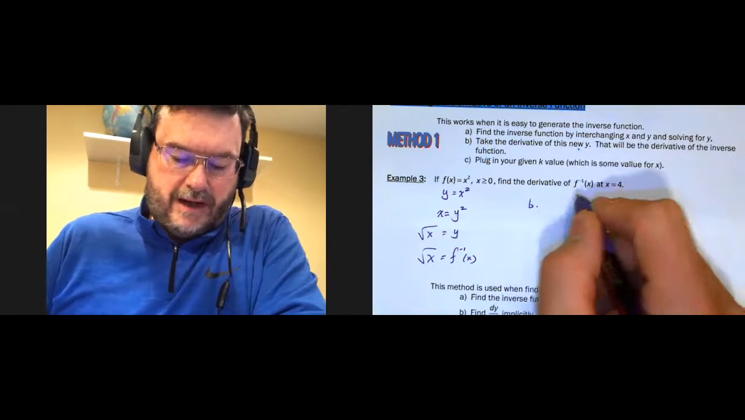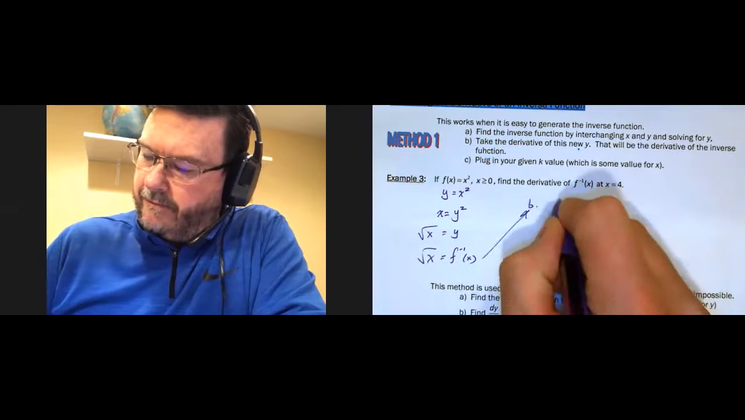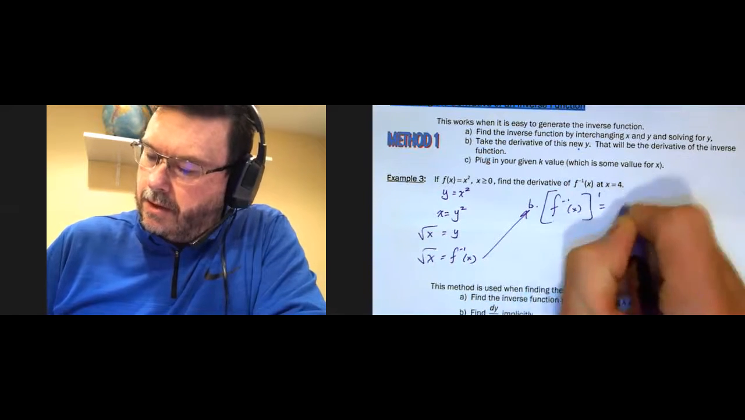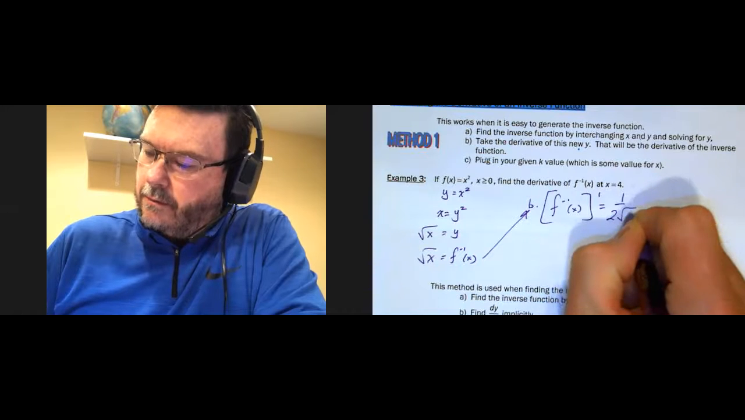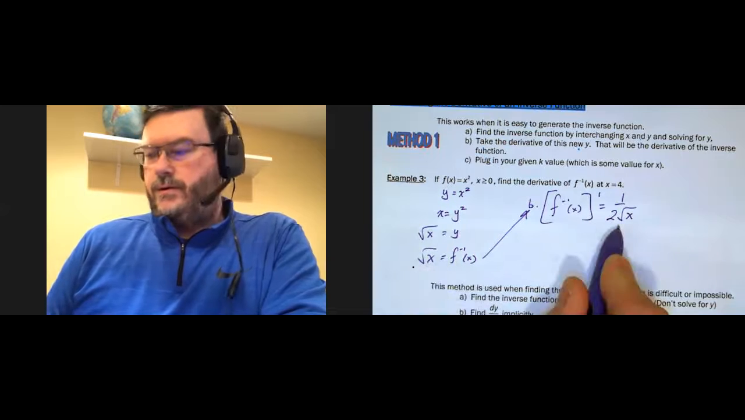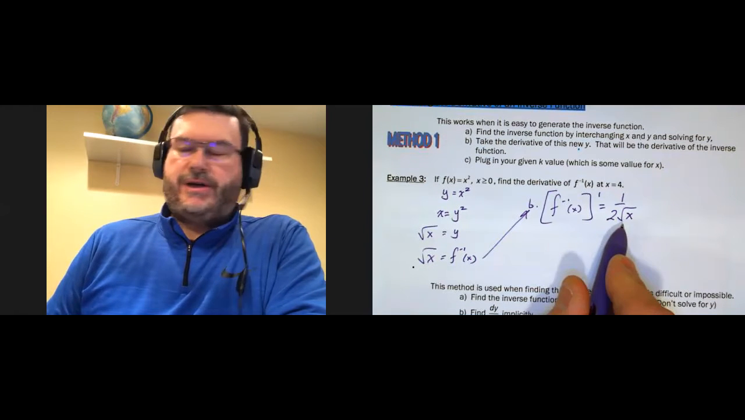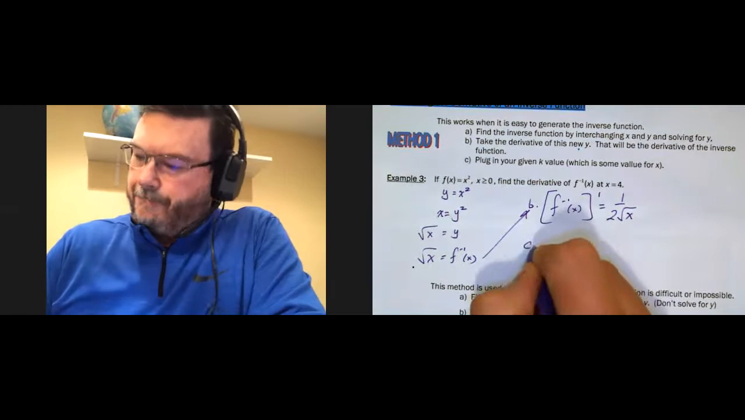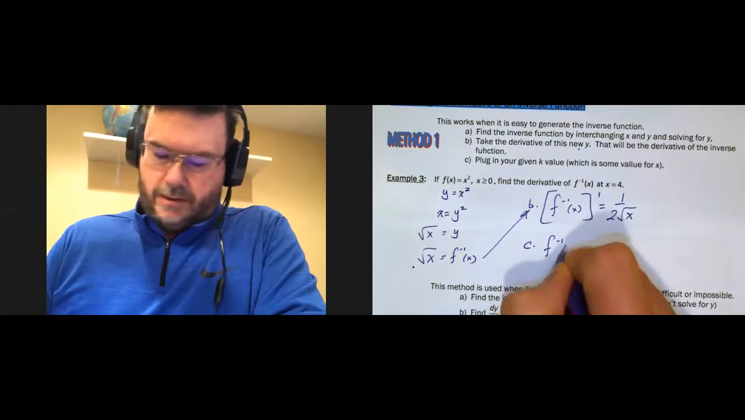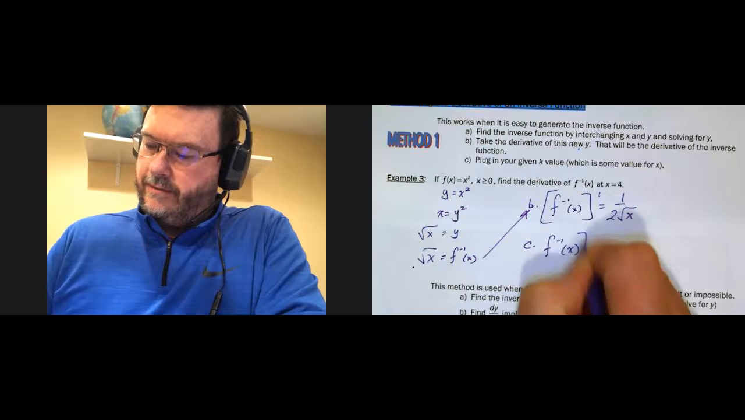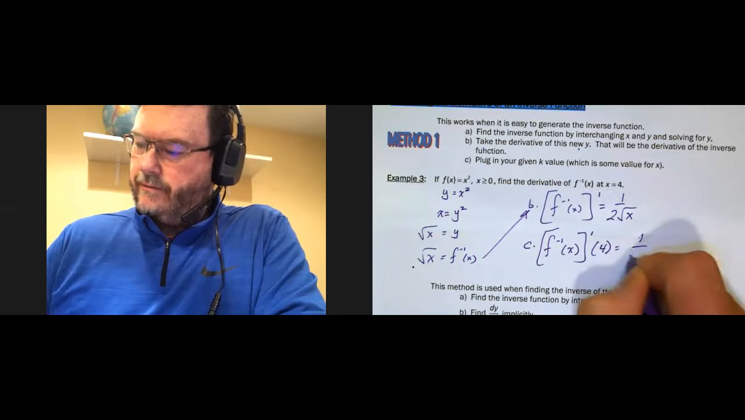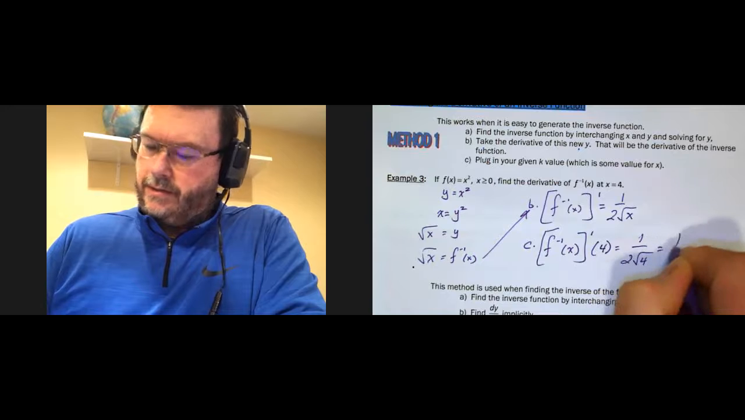Okay. So now what I want to take is the derivative of this function. And that is going to be 1 over 2 square root of x. We've done this derivative before. It is 1 over 2 square root of x. That goes on that cheat sheet that you're going to use. All right, and then we're going to plug in the value. So we're going to plug in 4 into the derivative. So that's going to be 1 over 2 square root of 4, which is 1 over 4.